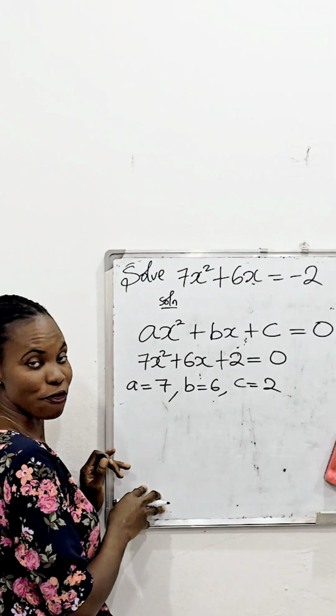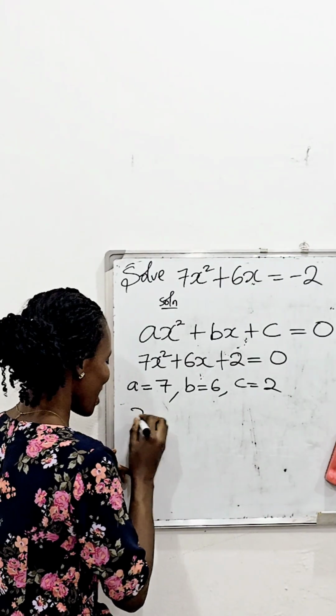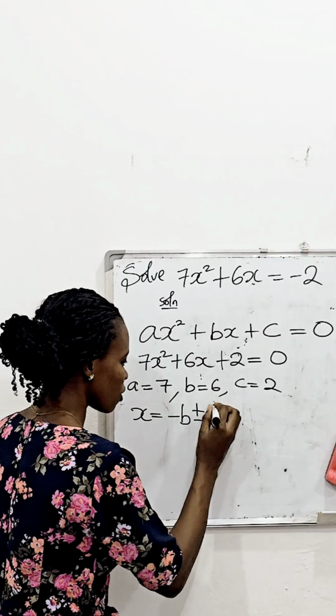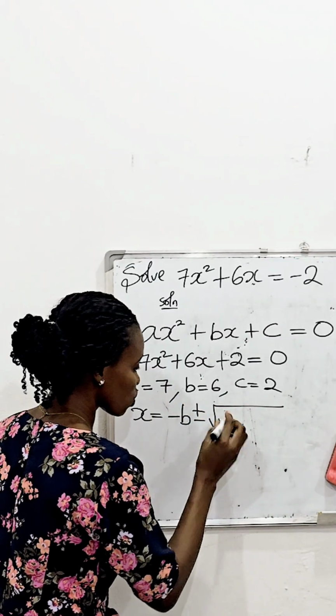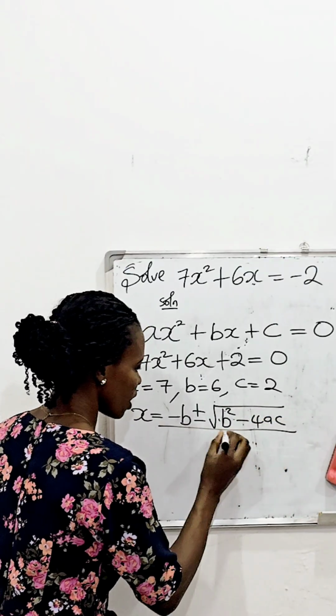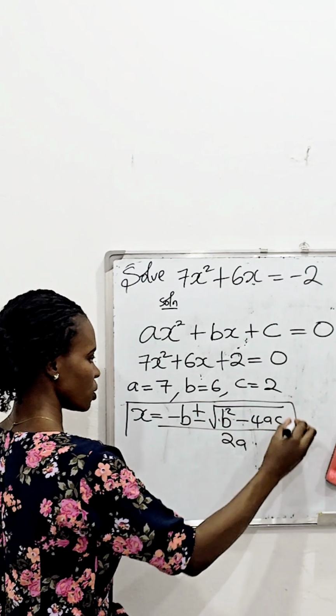Now let's state the formula, the quadratic formula. Some people call it the almighty formula. So x is equal to minus b plus or minus the square root of b squared minus 4ac, all over 2a. This is the formula. Let me enclose it.